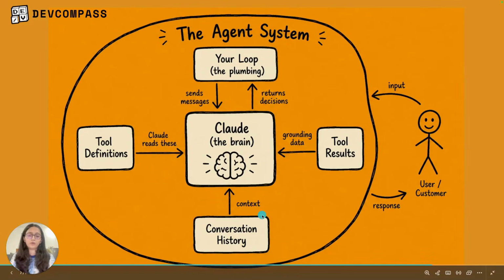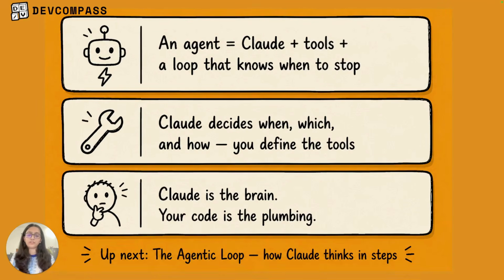In the next video, we're getting into the engine room, the agentic loop, and specifically how Claude moves through steps, what controls when it stops, and what the two most common ways to break it look like. And please don't forget the exit condition. But yeah, I think that's all. An agent is Claude plus tools, any LLM plus tools, plus a loop that knows when to stop. Claude will decide when and which tool to use, and how you define the tools matters. And remember, Claude is the brain. So you should know what Claude controls and what your code controls. That's it. I will see you in the next one.